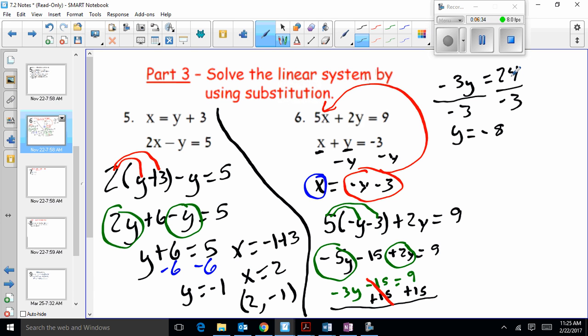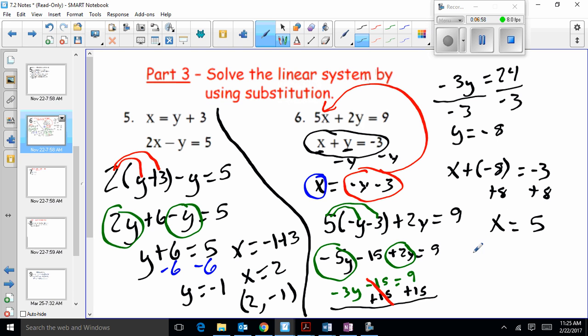So now that I know what y equals, I'm able to plug that in. And I'm going to plug it into this equation right here since I have y and x by itself. So I'll have x plus negative 8 equals negative 3. Okay. So I'm going to add 8 to both sides to get the x by itself. And x equals 5. So my ordered pair, my solution for the linear system, is (5, negative 8).